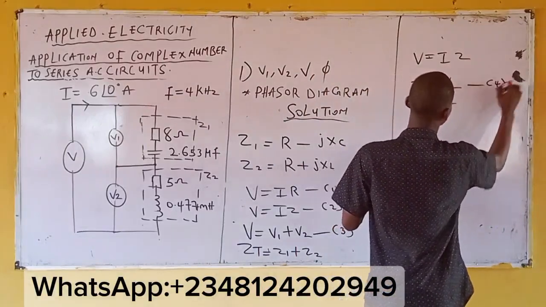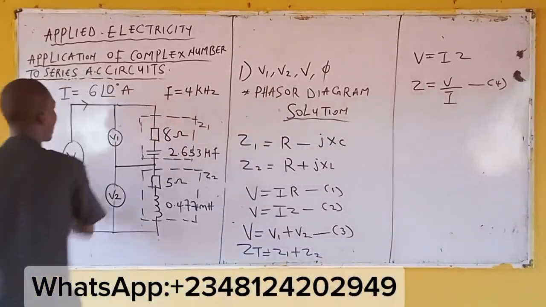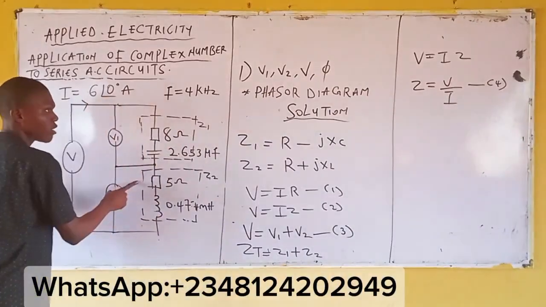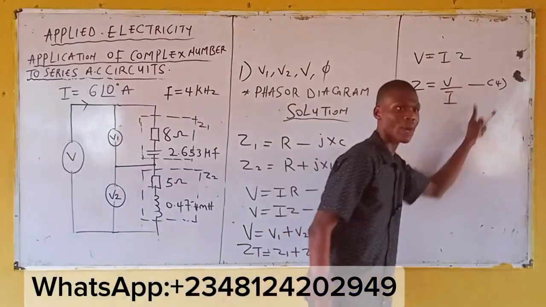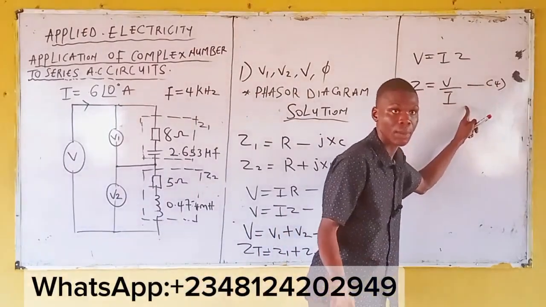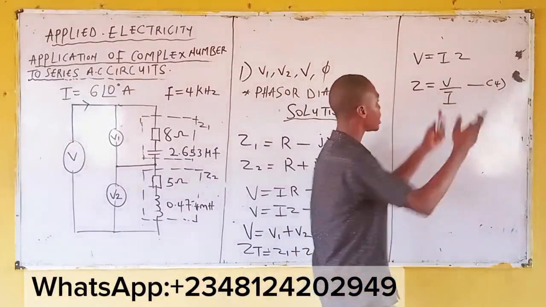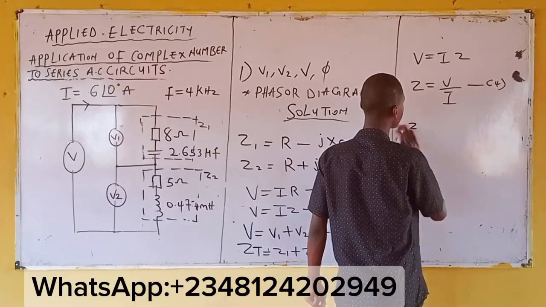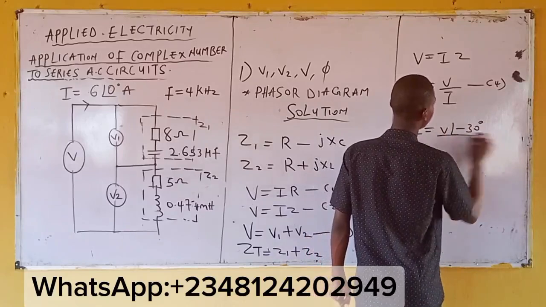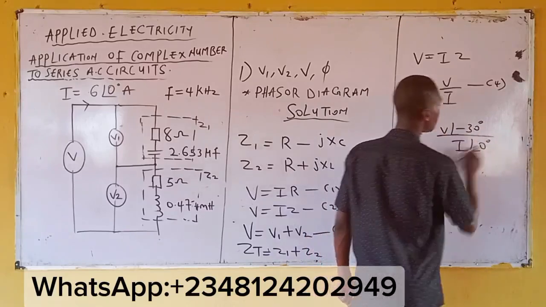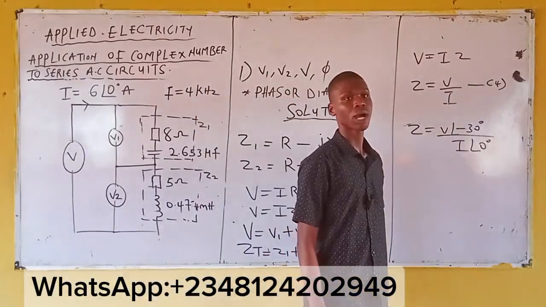Call this equation 4. What equation 4 is telling you is that you substitute the supply voltage of this circuit and the supply current of this circuit. By the time you substitute, one will be lagging, one will be leading. Let's say at the end we get something like this: Z is equal to V at negative 30 degrees over I at 0. What will be your conclusion here? The voltage lags the current by what?